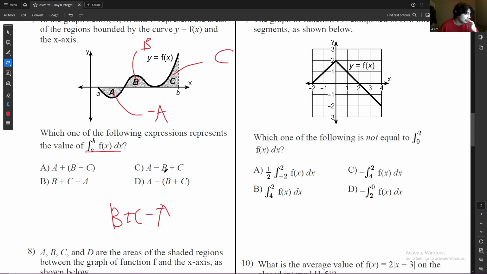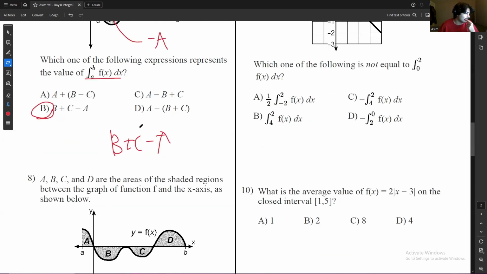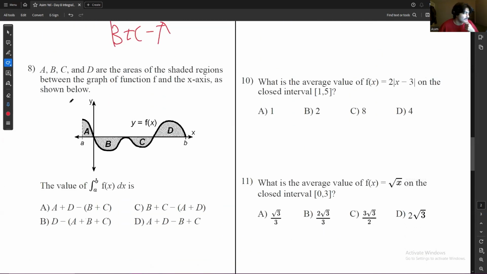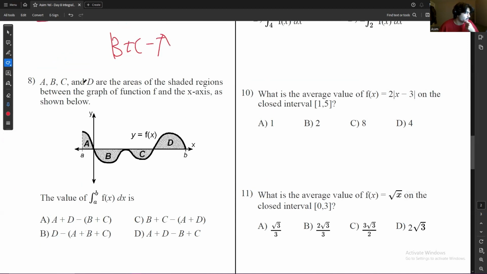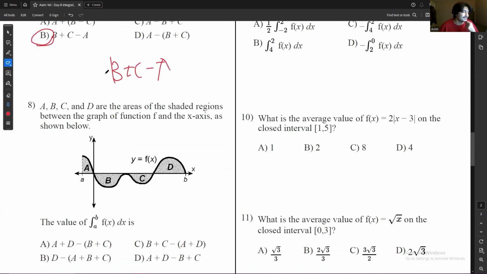Is there anything like that? B plus C minus, oh, not this one. B plus C minus A, yeah, answer choice B. Make sure, these answer choices are kind of confusing sometimes. So don't fall into their trap.